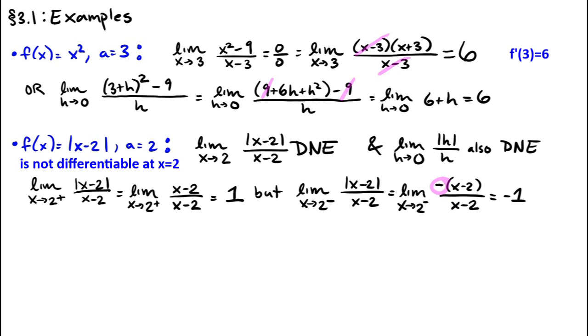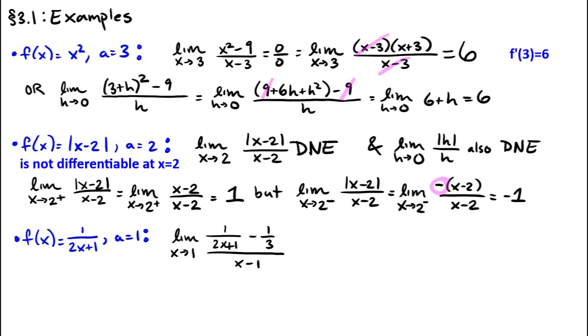If you were to use the other style of limit here, you should get the absolute value of h divided by h as h goes to 0, and looking at the left and right hand limits will give you the same thing. The right hand limit should be 1, the left hand limit should be minus 1, and the two-sided limit does not exist. Finally, we had f(x) is 1 over 2x plus 1, and a is 1.